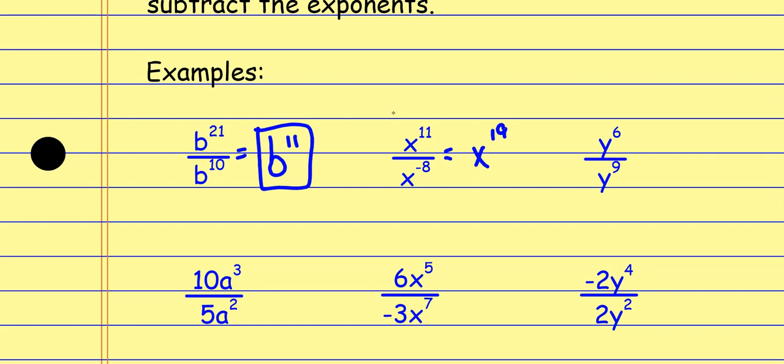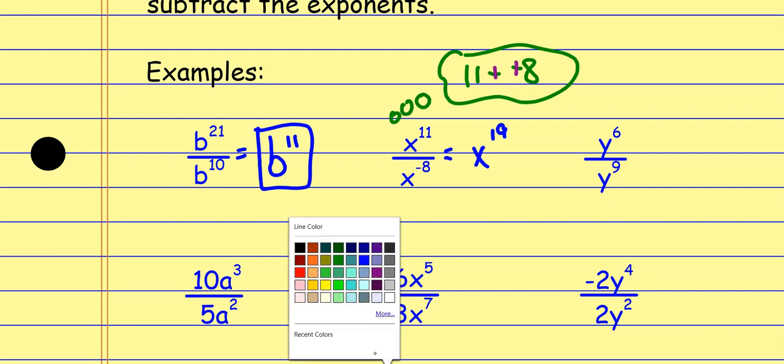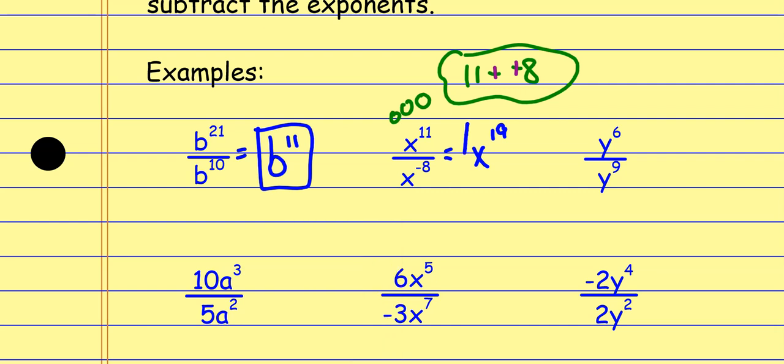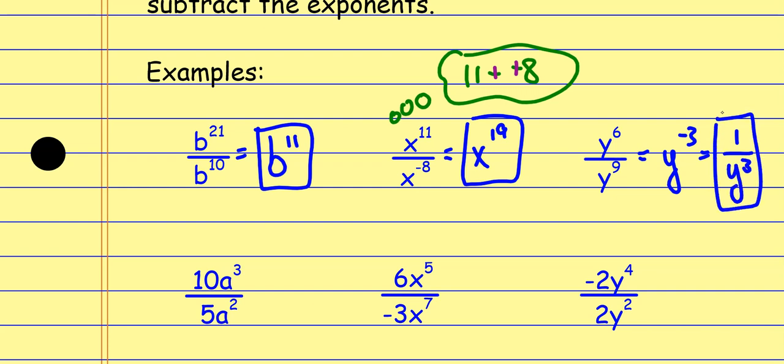And again, if you need to take that off to the side and think about it, 11 minus a negative 8. Remember, always change subtraction to adding the opposite. Now it's 11 plus 8, which is 19. Okay? The next one, I subtract the exponents. 6 minus 9 is a negative 3, so this is y to the negative third. But now negative exponents, I know that to be division, so I flip it. That's 1 over y to the third. Remember, I flip it to the other side of the fraction bar, and I make it positive. That's our rule for negative exponents.